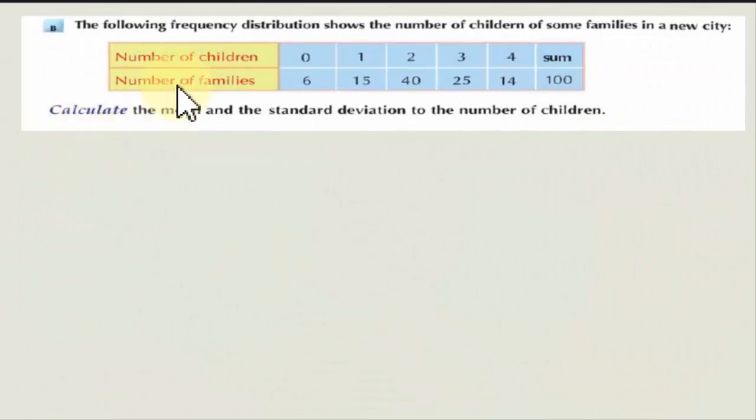The following frequency distribution shows the number of children of some families in a new city. Number of children 0, 1, 2, 3, 4. Number of families 6, 15, 40, 25, 14. Calculate the mean and the standard deviation of the number of children.